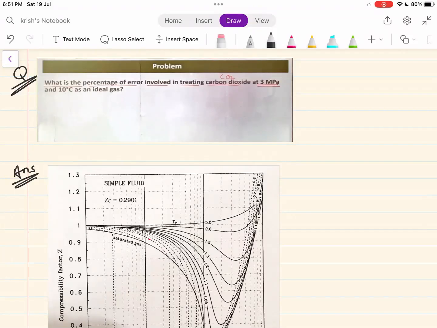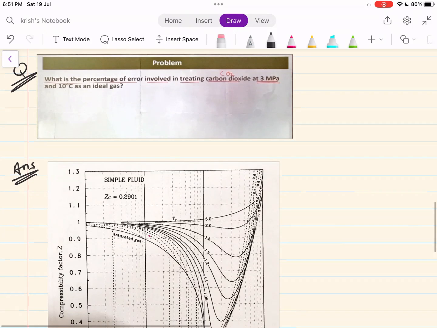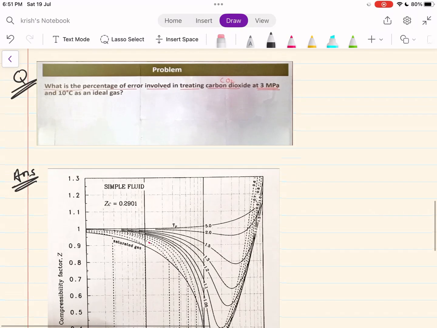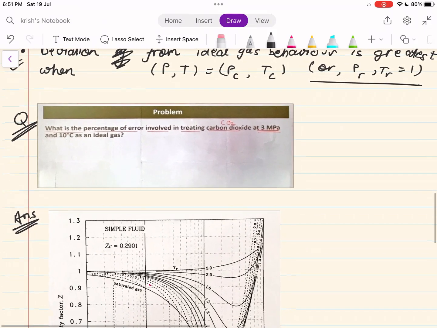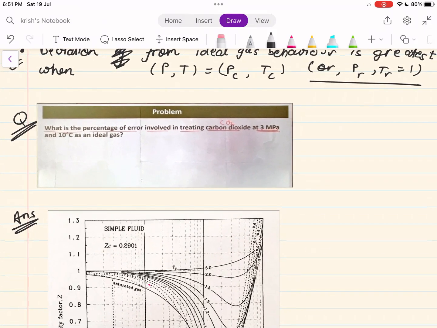Okay, so we were looking at ideal gases and the compressibility factor. In this lecture, we will look at a problem on compressibility factor and we will be looking at equations of state. So let's start with the problem on compressibility factor. It says, what is the percentage of error involved in treating carbon dioxide at 3 megapascals and 10 degrees Celsius as an ideal gas? So it is asking us the error.